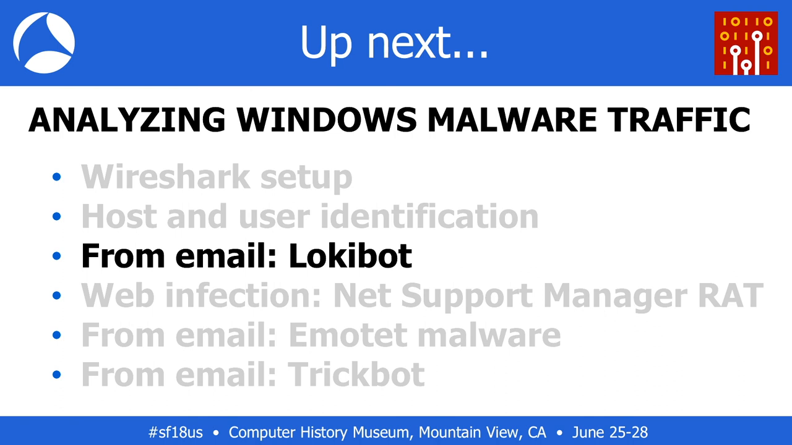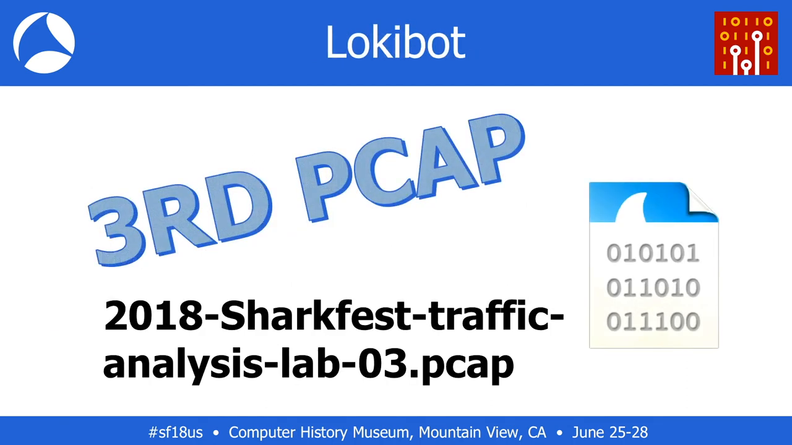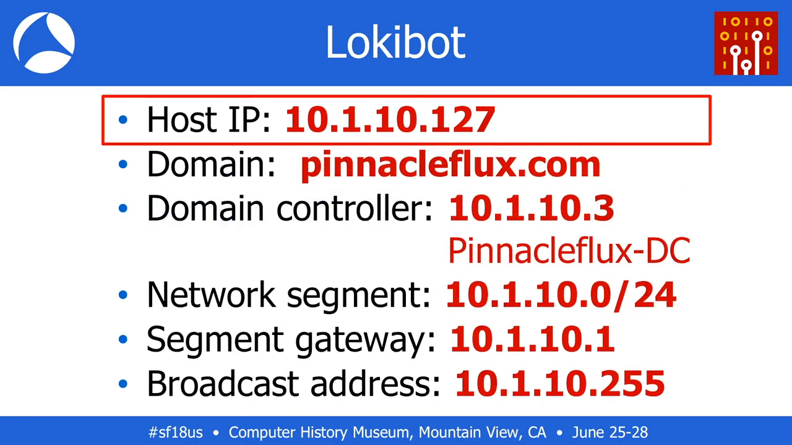So now that we've got our column display set up in such a way that we could easily review the traffic, and now that we know how to identify a host and user information, let's look at the actual infection traffic, some examples. So we're still on the third PCAP. We're still looking at this information on the network parameters, network segment.